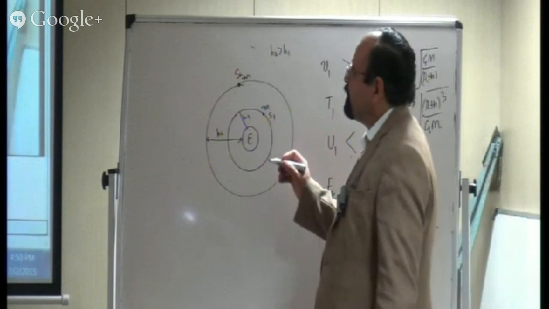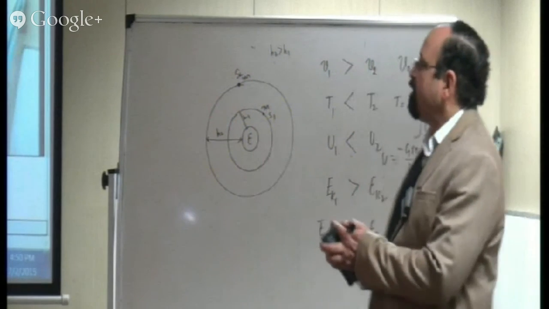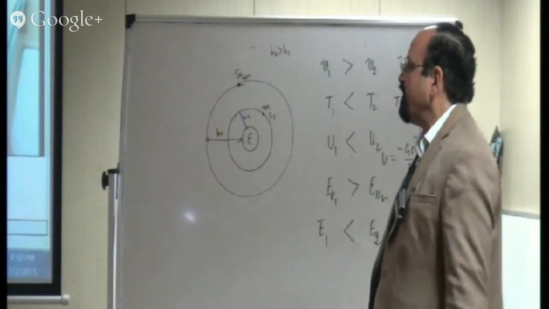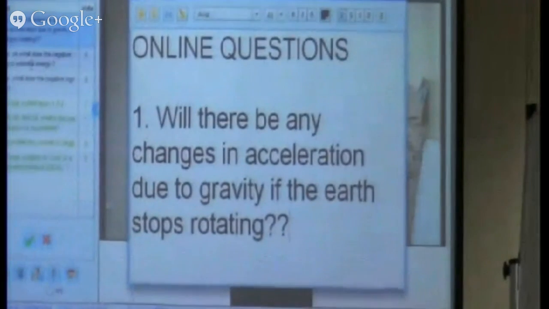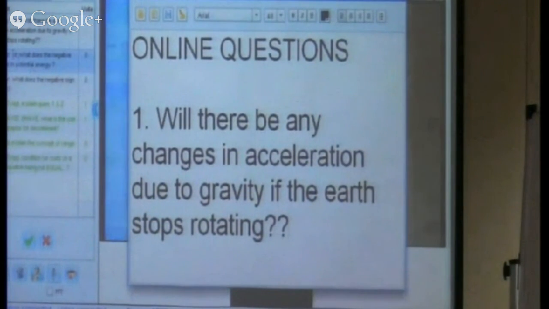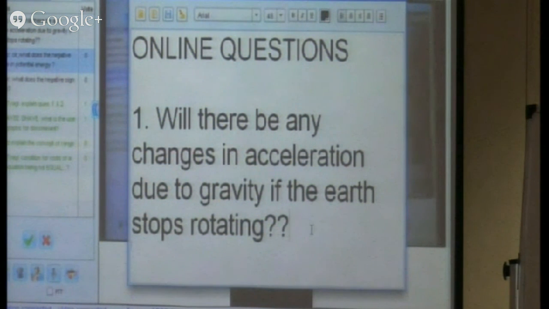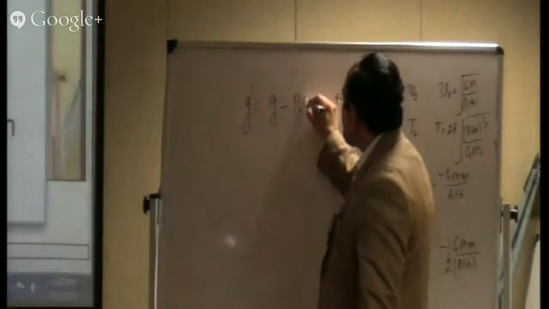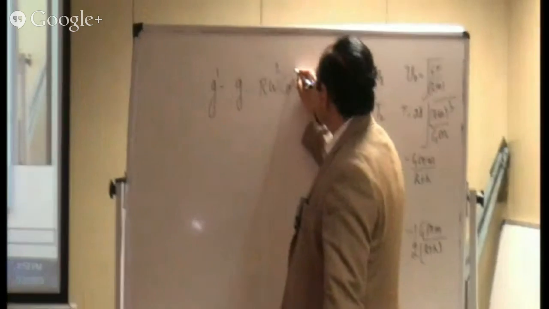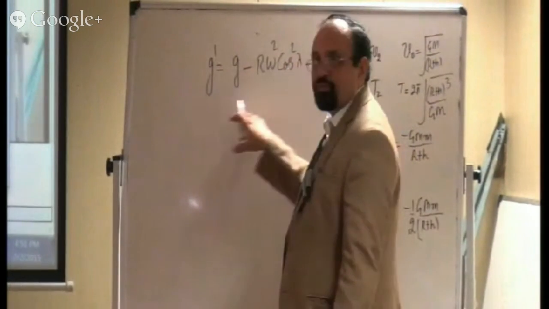This is a question, let me just take the question. Will there be any change in the acceleration due to gravity if the Earth stops rotating? Yes, except at one position. Let me explain this question. It's a good question. We have the effective acceleration due to gravity, g minus R omega square cos square lambda. This is a formula which you should use.